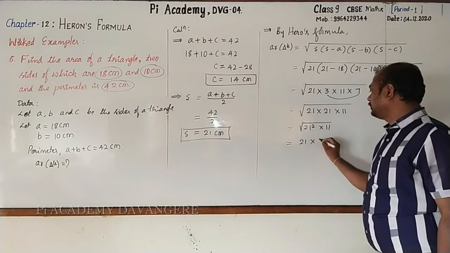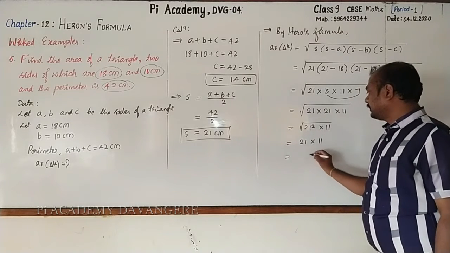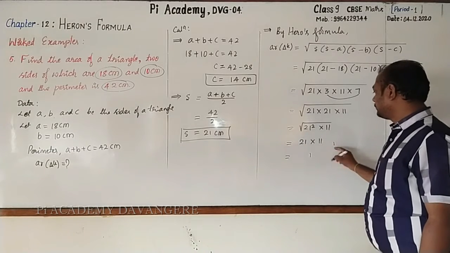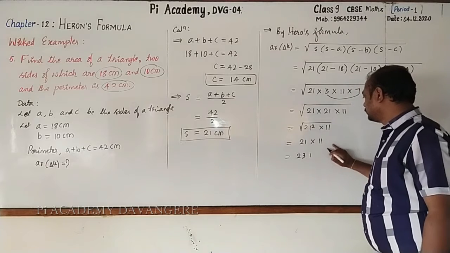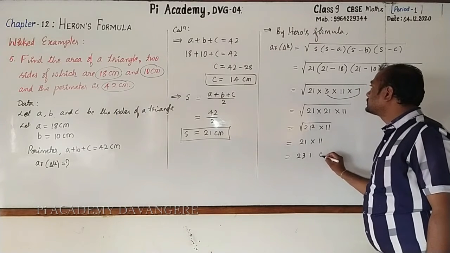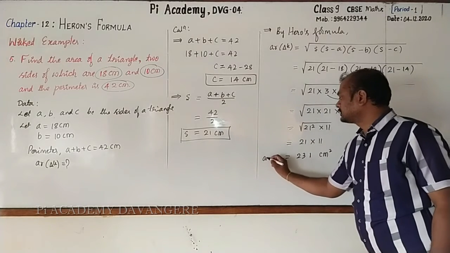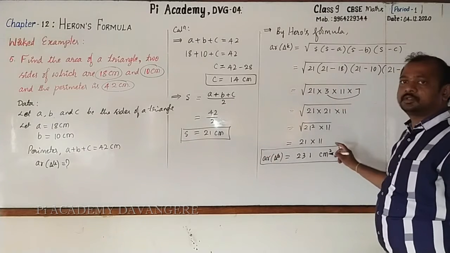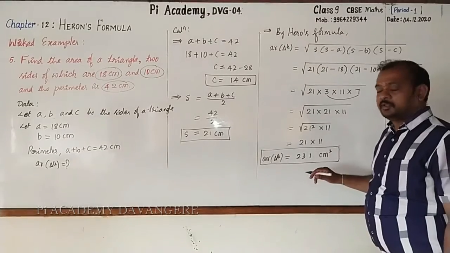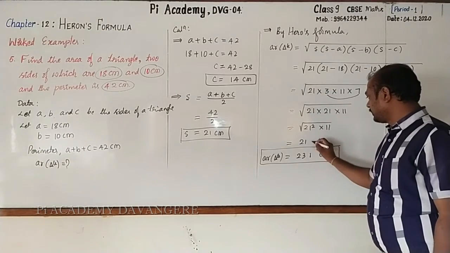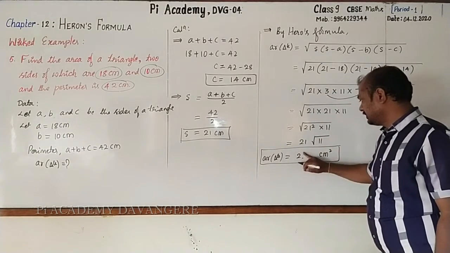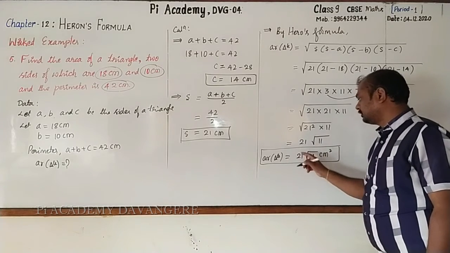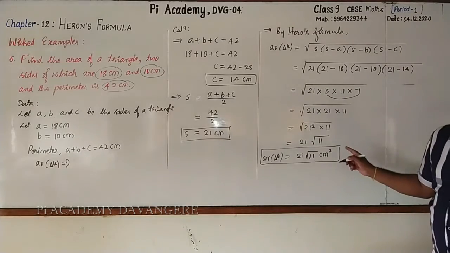21 into 11. Here 11 ones are 11, 1 is a carry. 11 twos are 22 plus 1, 23. It is 231 centimeter square. This is the area of the triangle. Hope that all of you have got the same answer. So it is root 11. Now, hope that you might have got this answer: 21 into root 11 centimeter square.